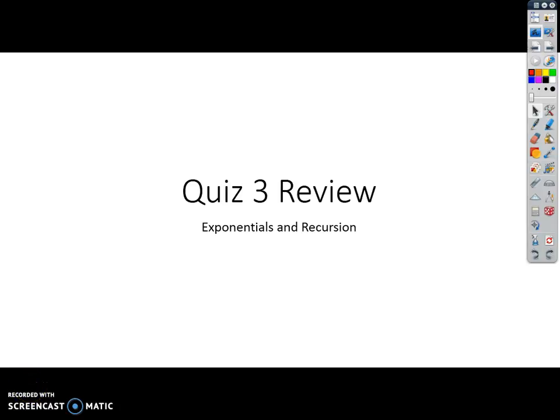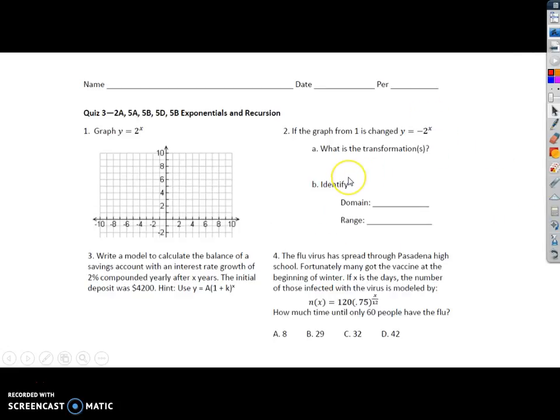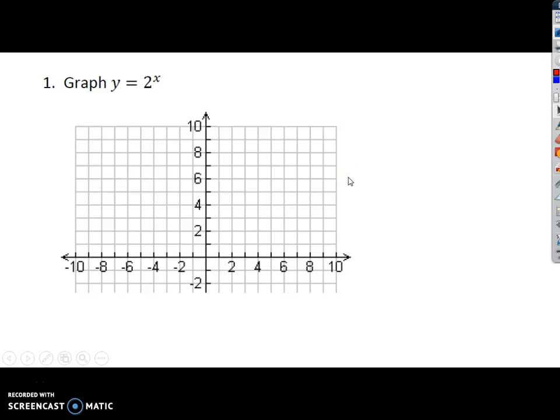All right, let's go over quiz 3. Quiz 3 is over exponentials and recursion. So this is quiz 3. Let's start with number 1. Some of the problems from quiz 3 are from quiz 2, just a requiz over that.